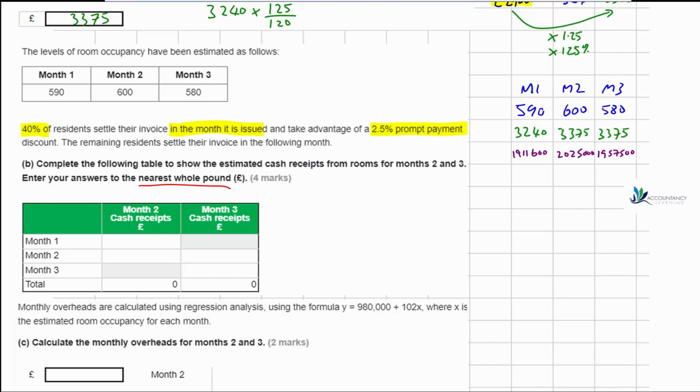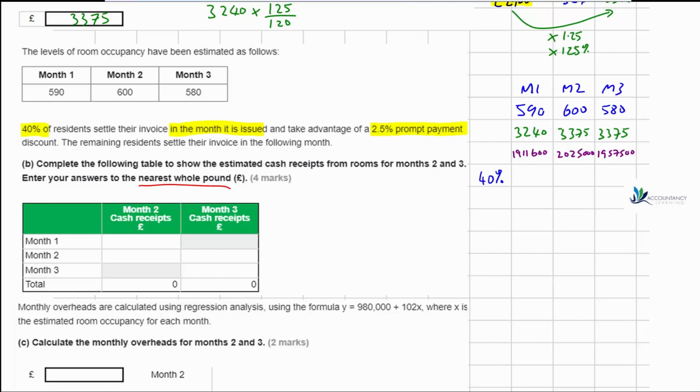So there's the total income for the 3 months, but what we need to do now is work out how this is going to be paid. So remember that 40% is paid in the month that the invoice is issued and 60% paid in the following month.